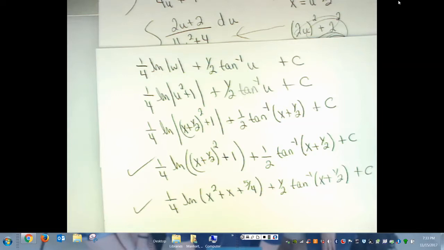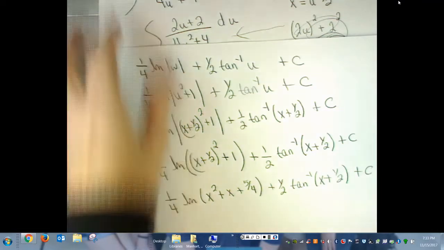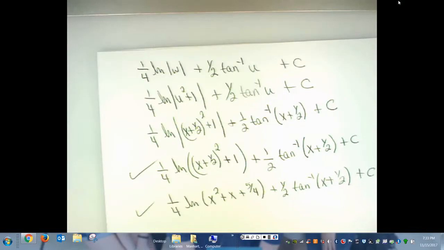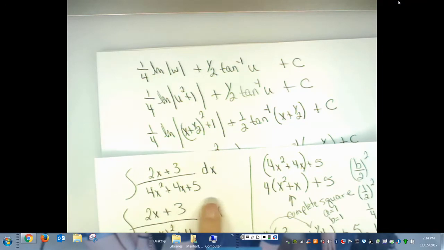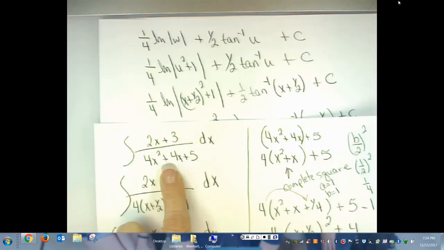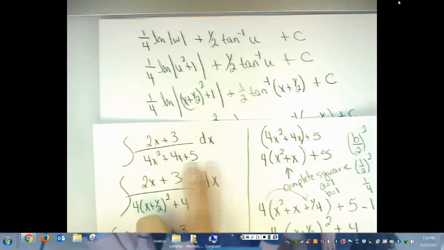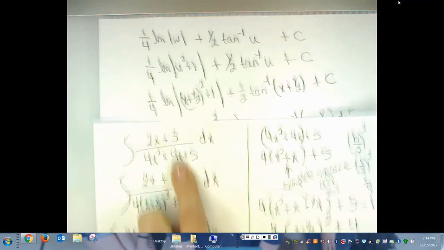Most students find that they need to practice completing the square problems compared to the trig substitutions. I think it's because it's been a while since people have actually worked on completing the square. And also, when you did work on completing the square, it involved more or less a quadratic equation, 4x squared plus 4x plus 5 equals 0. And you were completing the square on the quadratic equation so that you could solve for x. But here, we're not completing the square on a quadratic equation. We are completing the square on a quadratic expression. Big difference. Similar, but different.